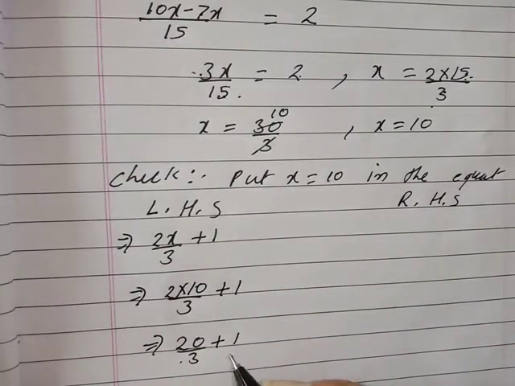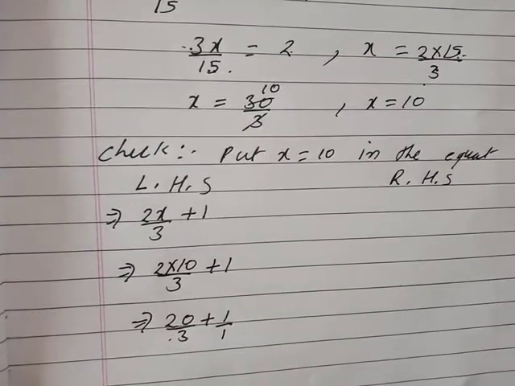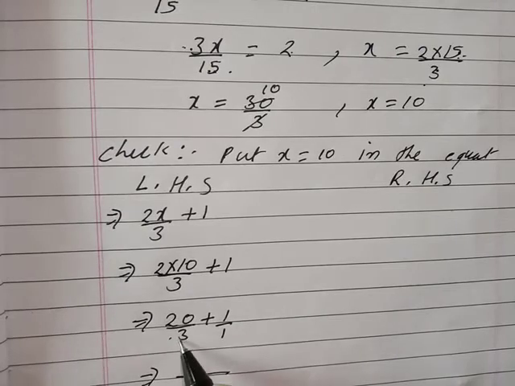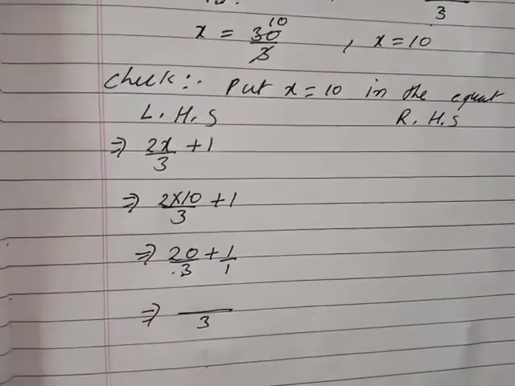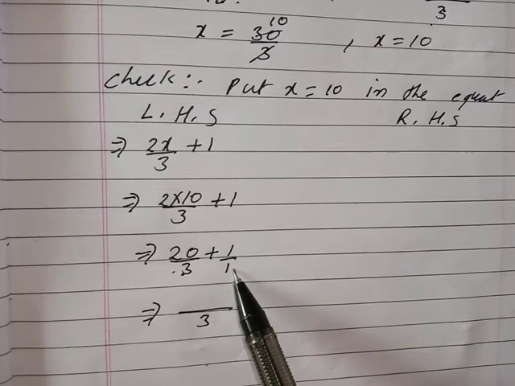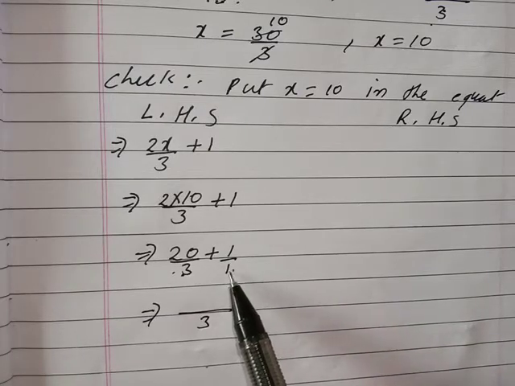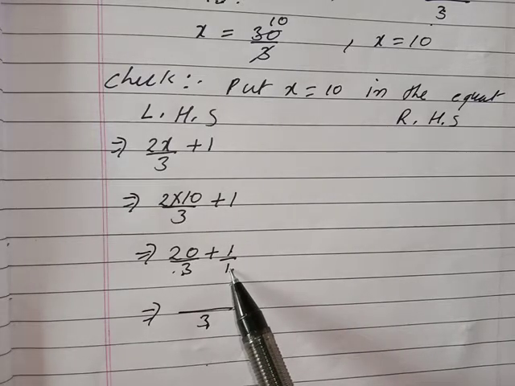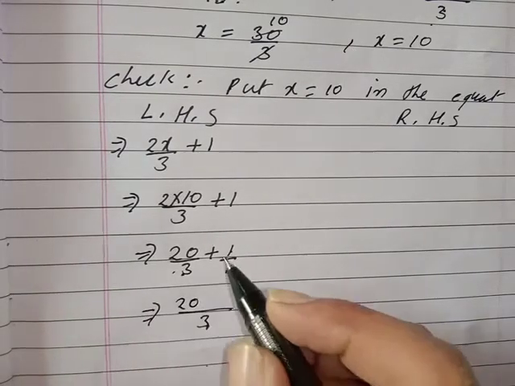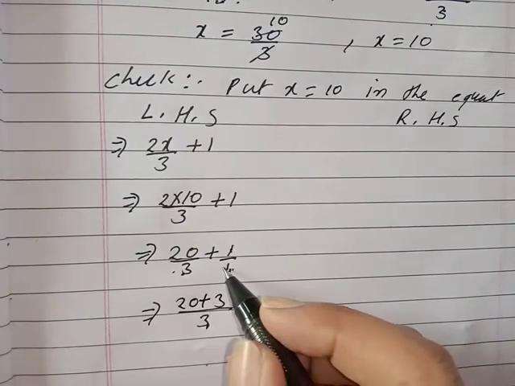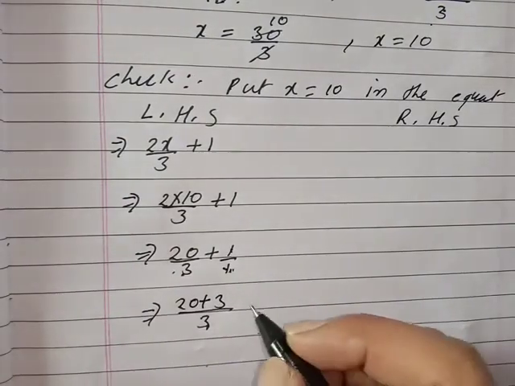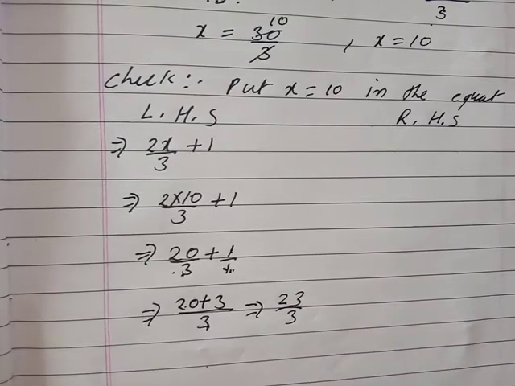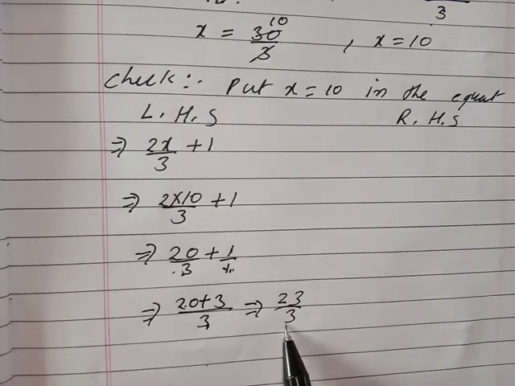Take LCM here. In the denominator of 1, the LCM of 3 and 1 is always 3. The denominator of 20 is already 3, but the denominator of 1 is 1. So what should we multiply in 1 to get the product 3? It is 3. So multiply this numerator and denominator both by 3. So 1 into 3 is 3, and 1 into 3 is 3, which is the LCM. So 20 plus 3 is 23 upon 3. Okay, after solving the LHS part, we get 23 upon 3.